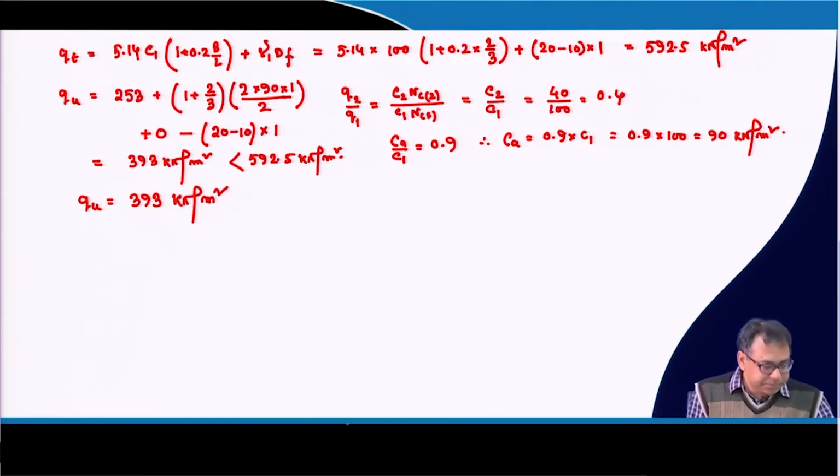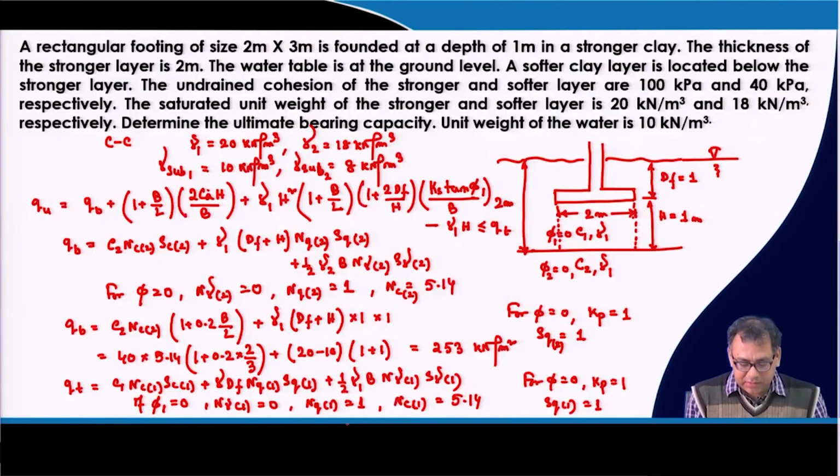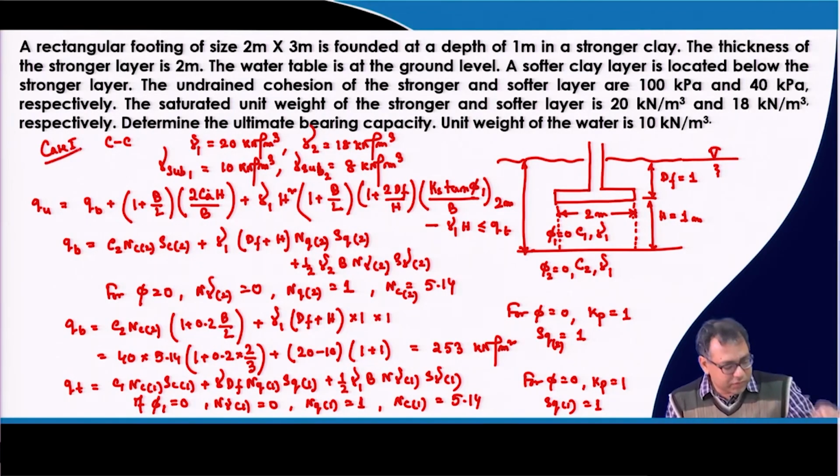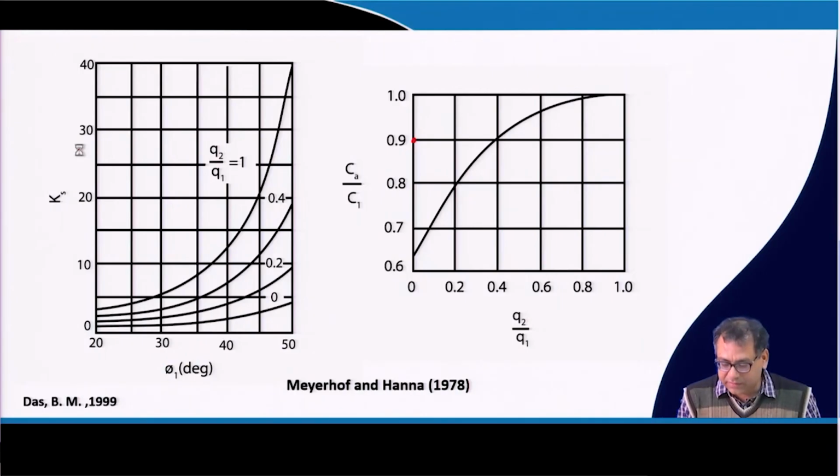This is the value that we are getting if both the soils are cohesive soil. Obviously, this equation that I have derived is valid if the lower layer is the softer layer compared to the upper layer. So, this is my case 1, where we consider both the soils are clay. The upper layer is stiff clay and the lower layer is the weaker or softer clay.